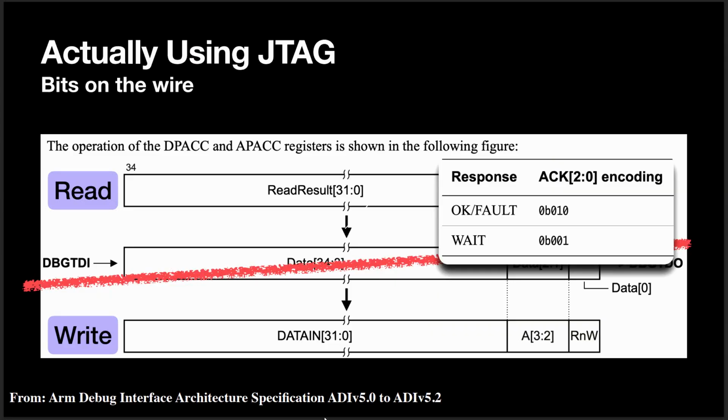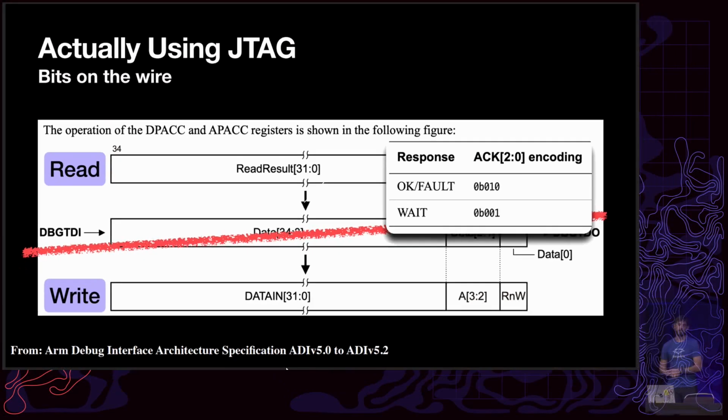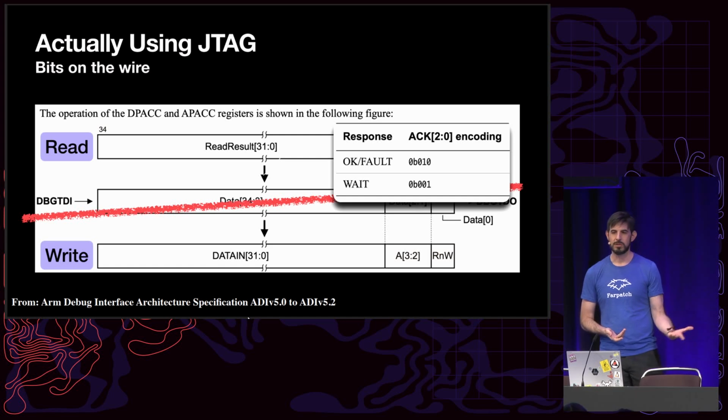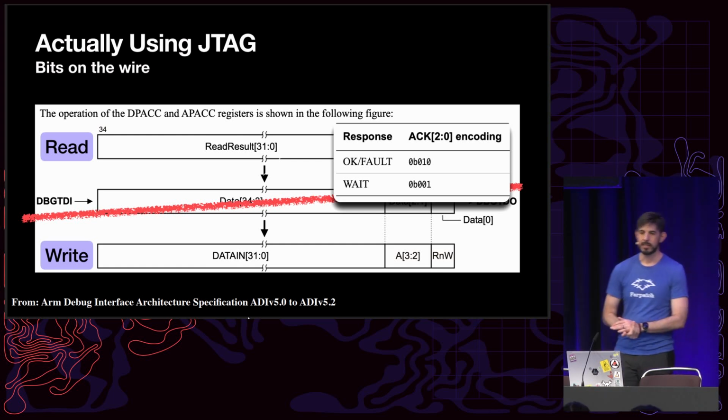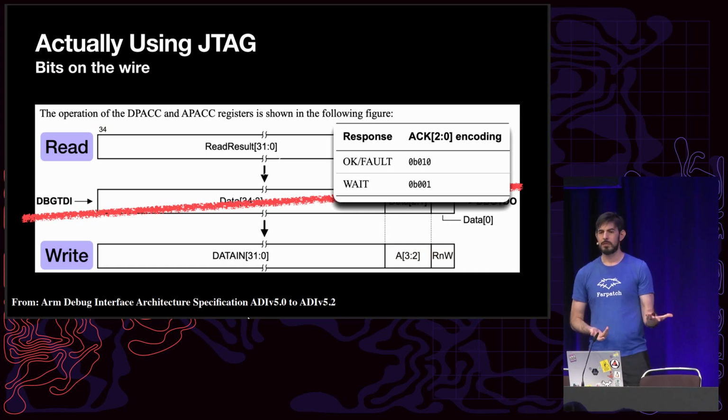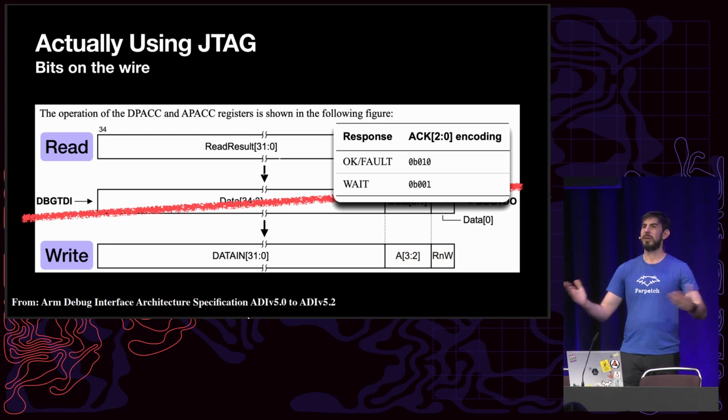Well, when we send messages on JTAG, we actually do the bottom line here. The first bit that we send is RnW, 1 for write, I believe, 0 for read, 2 bits of address, and 32 bits of data. And what it's going to do is it's going to send us back 3 bits of response and 32 bits of response data. I put the response here because we're actually not going to be looking at it too much. If it comes back as a 1, that means, hang on, I'm still working on it.